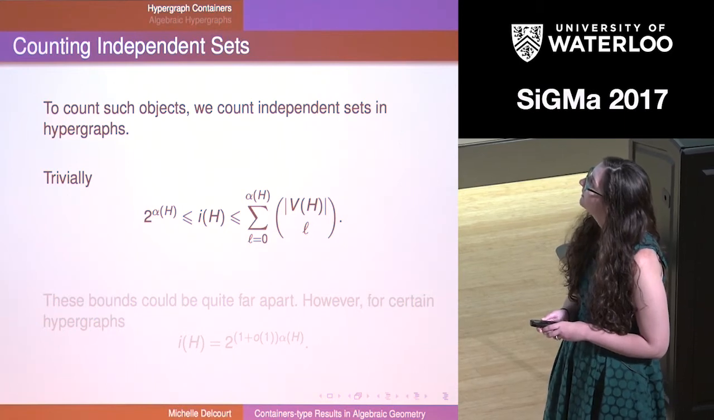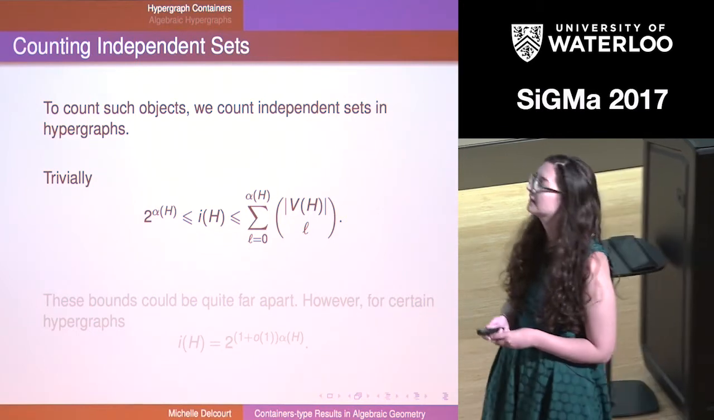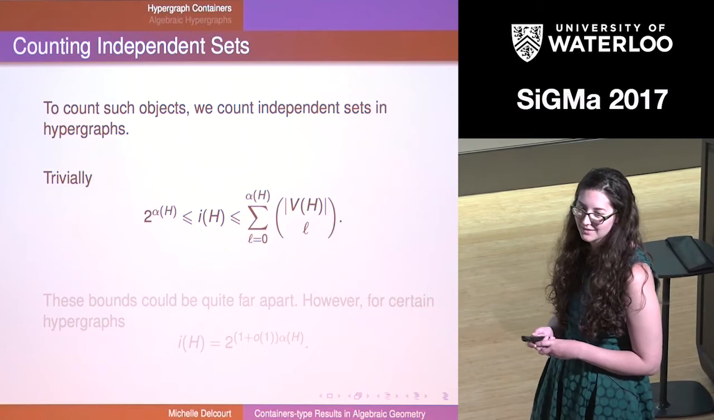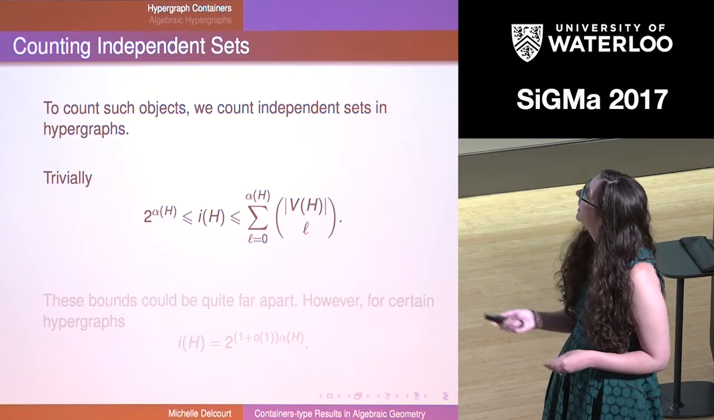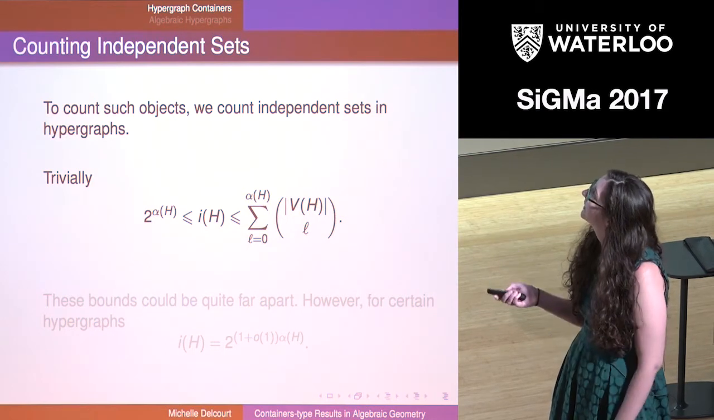Likewise, we have a trivial upper bound. A candidate to be an independent set has to be of size between 0 (yes, we count the empty subset as an independent set) and alpha of H, so we just take all possible candidates.